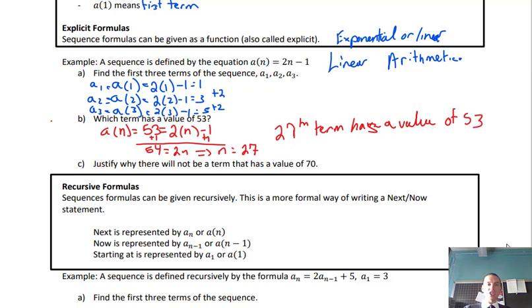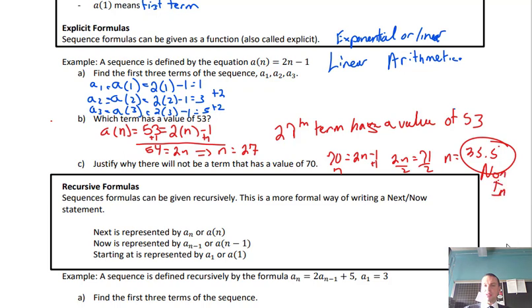Then the last one says justify why there will not be a term that has a value of 70. So we're going to go 70 equals 2n minus 1. Add the 1. 2n equals 71. Divide by 2. And n would equal 35.5. And that can't happen. You cannot have n be a non-integer. And that is why 70 cannot be a value of a term.